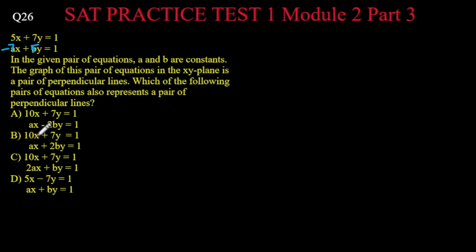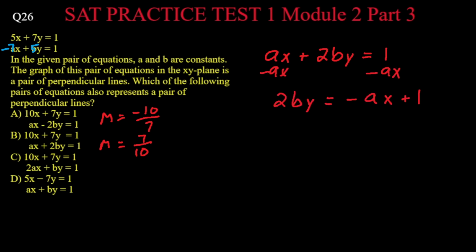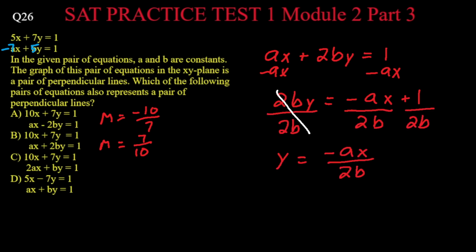Now, for the sake of going faster, we'll test B. For this one here, looking at 10x plus 7y, when the 10x goes to the other side, I'm going to get minus 10 on top, and I'm going to get 7 on the bottom when I divide both sides by 7. So the slope should turn out to be positive 7 over 10. Let's look at the second equation. To solve this for the slope, I subtract ax from both sides. Then I divide both sides by 2b. And I see the slope is, and I'll rewrite it a different way.